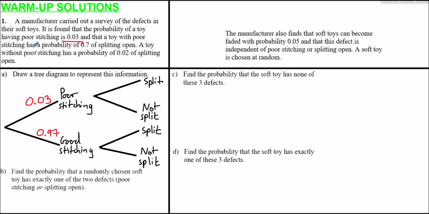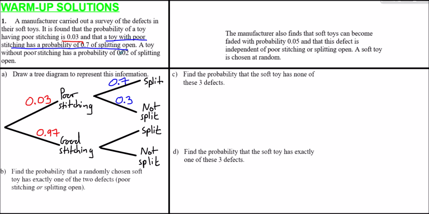Now, it does say here afterwards, a toy with poor stitching has a probability of 0.7 of splitting open. So we need to fill in that value in the correct place. So poor stitching, 0.7 chance of splitting. So that 0.7 goes here. If it's got a 0.7 chance of splitting, that means there's a 1 minus 0.7, in other words a 0.3 chance of it not splitting open.